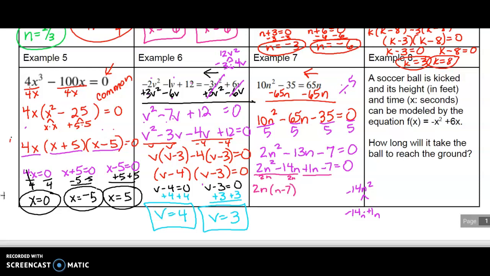The next two terms don't have anything in common, but you do need a placeholder of 1 on the outside, and you can divide everything by 1. So then our parentheses match. We get 2n plus 1 and n minus 7.